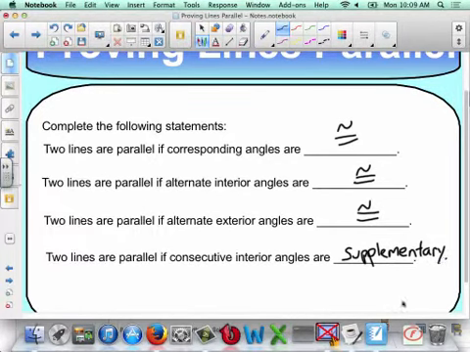Unfortunately, there's no symbol for supplementary. One of the downsides: sometimes they have symbols, sometimes they don't. I can't drive this home enough. This is really, really important, because this is the foundation for our entire unit, and this information does not go away throughout the entire course. We're going to keep coming back to these relationships. You must commit this to long-term memory.